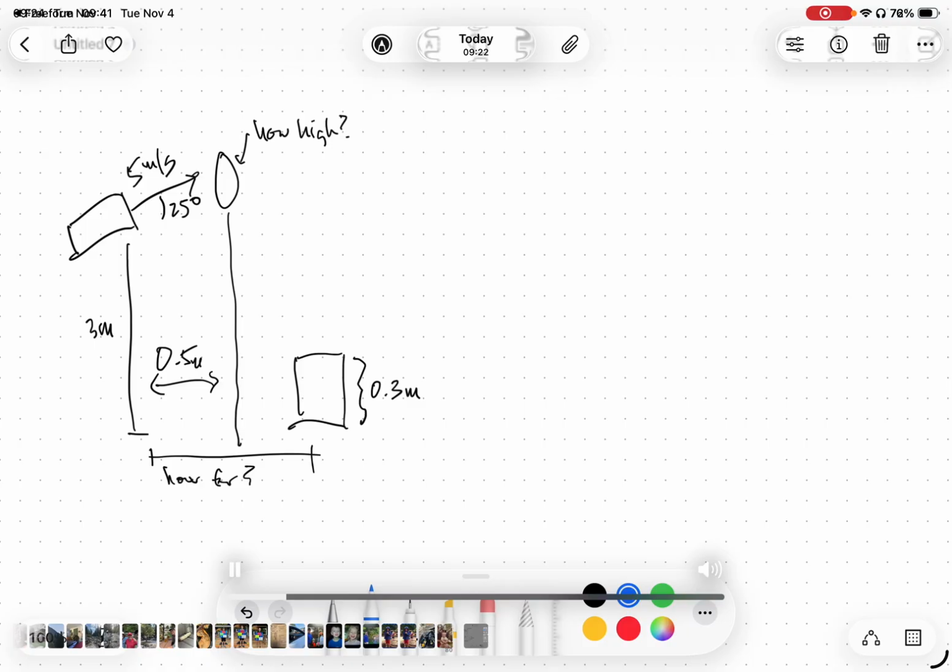And the other number that's probably pretty accurate is the angle of the launcher. We know how to measure angles pretty well. We use protractors or we use plumb lines like our launcher in the classroom. So we can assume that the 25-degree angle is correct as well. What's not probably accurate is the 5 meters per second.